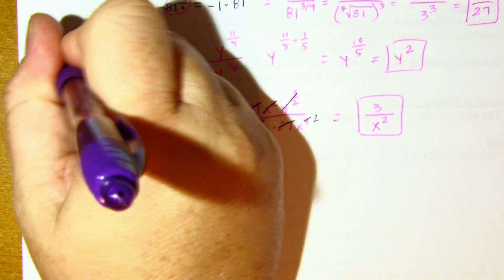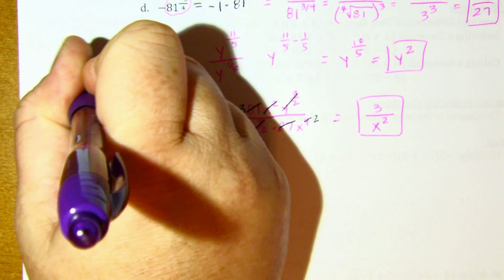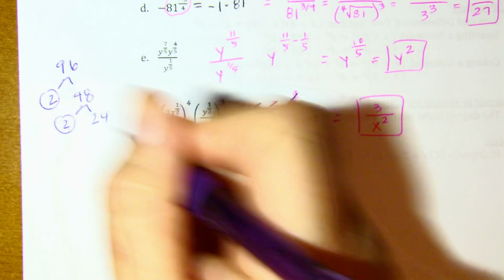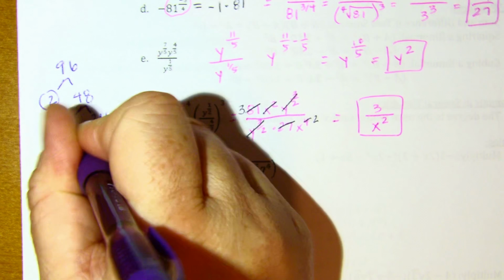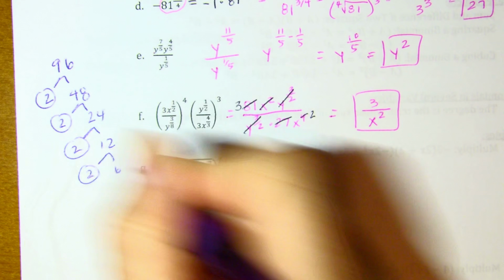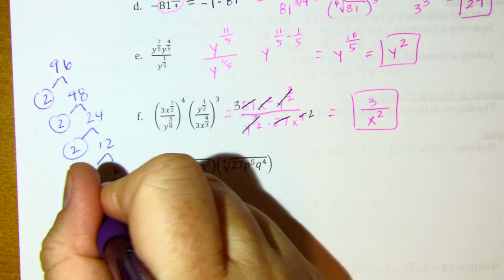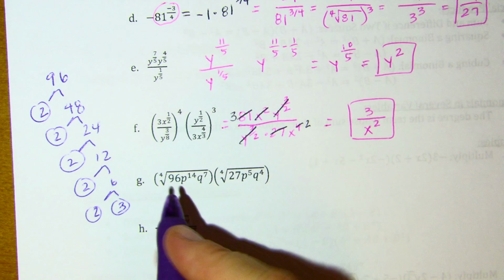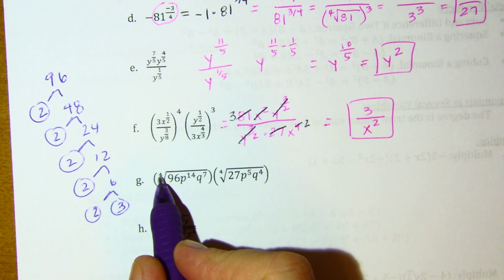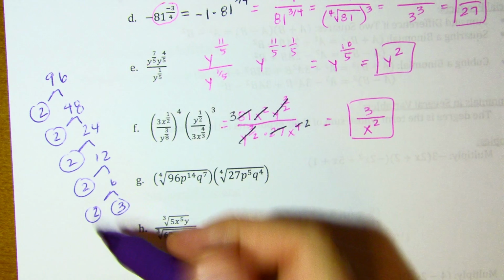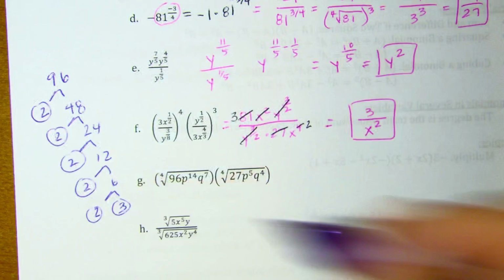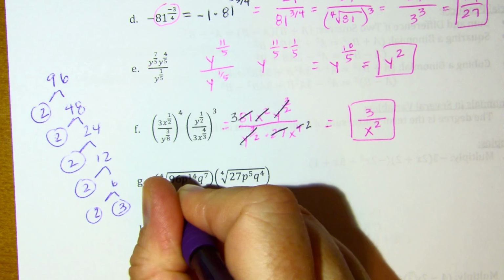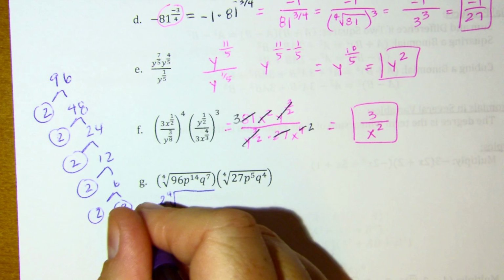96 is 2 times 48, 2 is prime. 48 is 2 times 24, 2 is prime. 2 times 12, 2 is prime. 2 times 6, 2 is prime. 2 times 3, and those are both prime. So when I'm thinking about what I can pull out of here, I need 4 copies of something to be able to pull it out of this root. So I have 1, 2, 3, 4, and then I have an extra 2. So I can pull a 2, 4th root. And as far as numbers are left, 2 times 3 is 6.